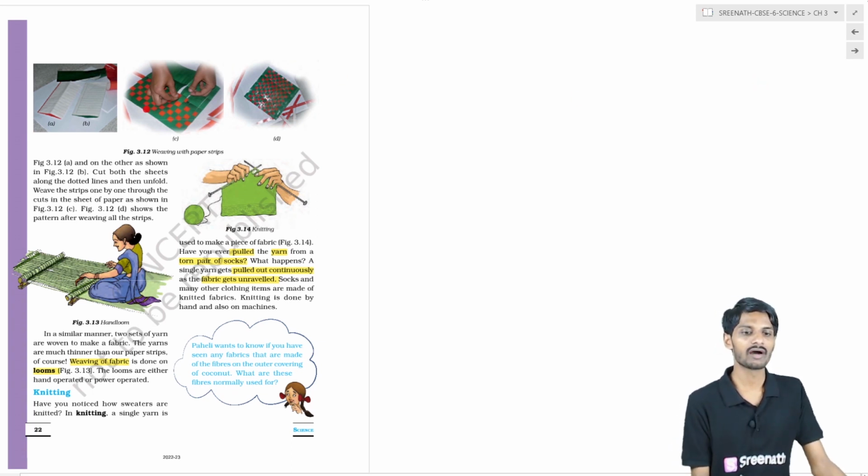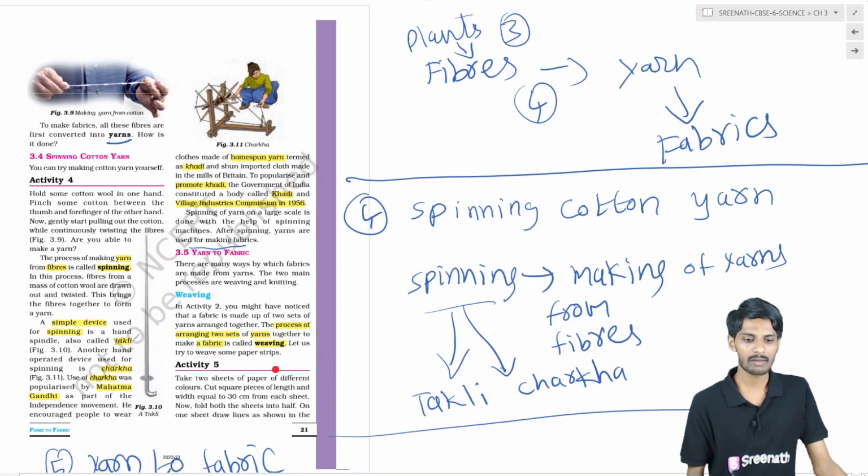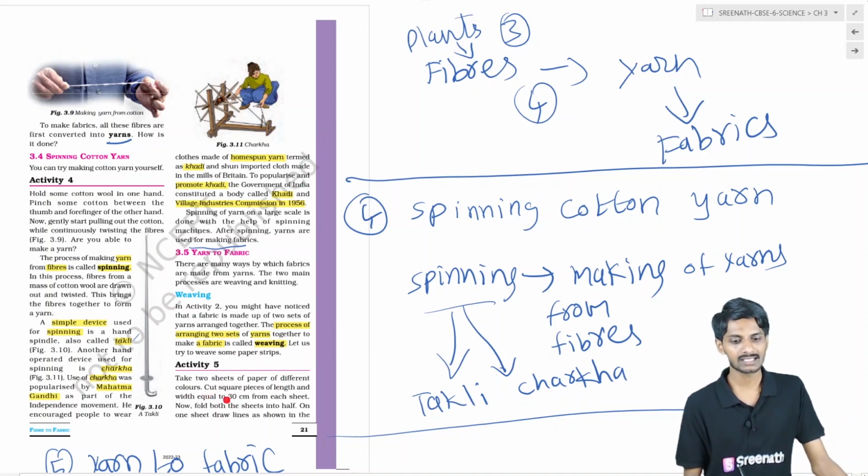So for that, you can make our own fabric also. Basically, how can we make our own fabric? For this, there is an activity. Take two sheets of paper of different colors. Cut square pieces of length 30 centimeters and fold them in half.